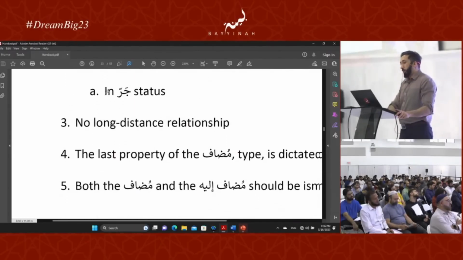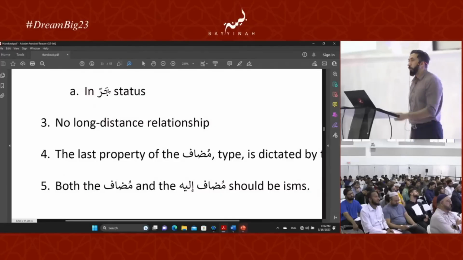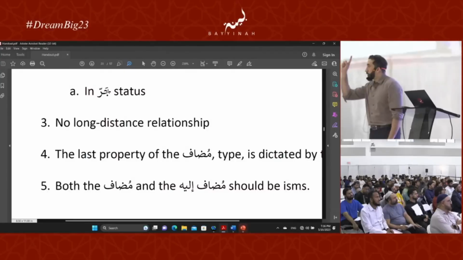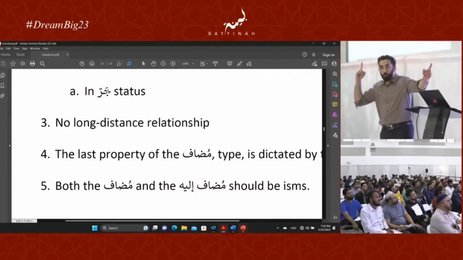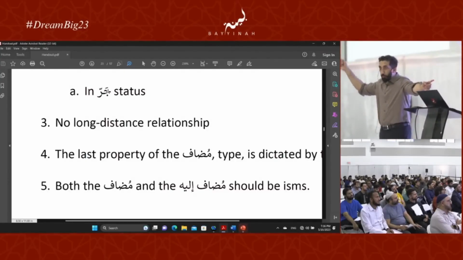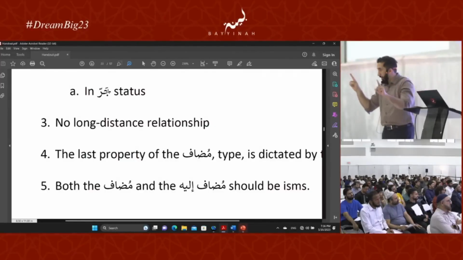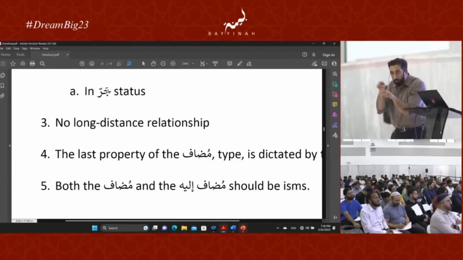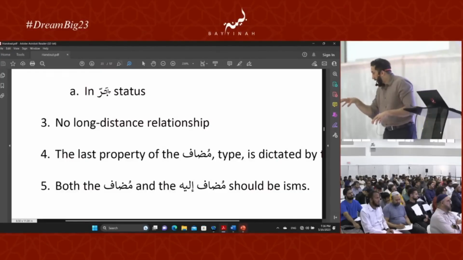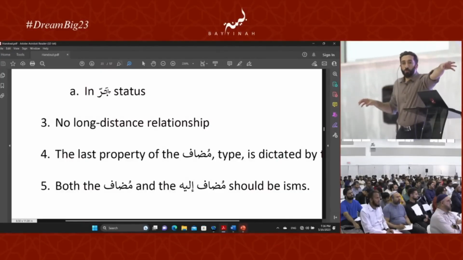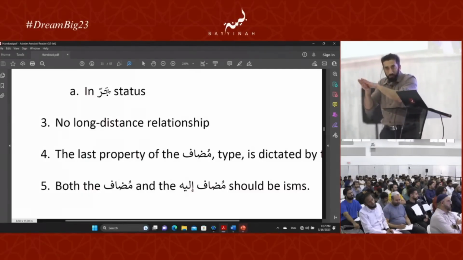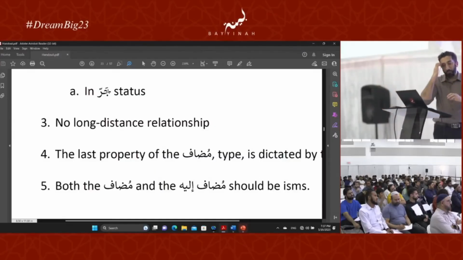Okay. Third thing, what does it say? No long distance relationship. Here's what that means. You can't be reciting Surah Al-Baqarah and say, I found a mudaf in ayah number 1. And then in ayah number 286, you found the mudaf ilayh for that. No. They have to be what? Immediately next to each other. You cannot put something else between a mudaf and a mudaf ilayh. If they're not together, if you found light, no alif lam over here, and 3 words later, you find a jar over there, no, that's not a mudaf ilayh. They have to be together, okay?